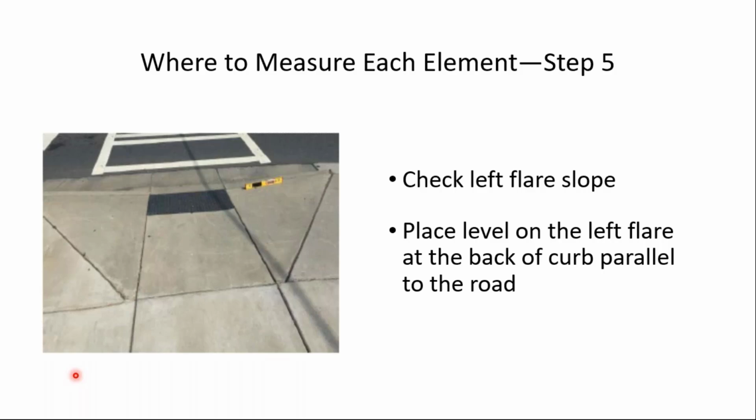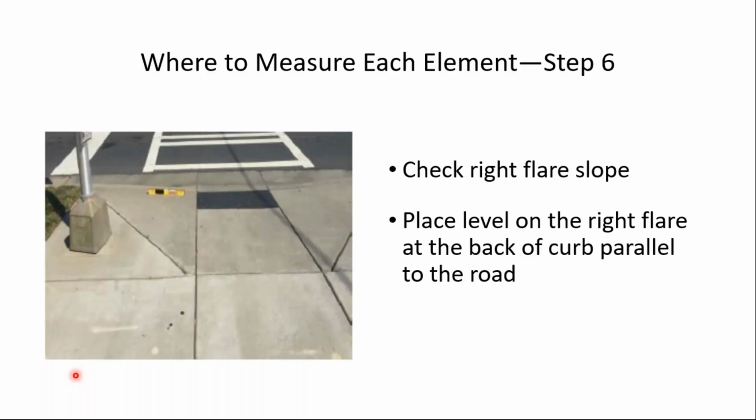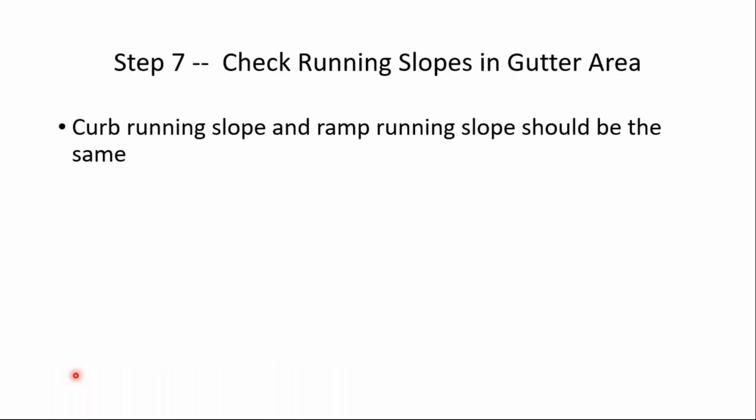My step 5 would be to check the left flare slope. So put the level on the left flare at the back of the curb parallel to the roadway. And similarly in step 6, to check the right flare slope, put the level on the right flare at the back of curb parallel to the roadway. Step 7 would be to check the running slopes in the gutter area. The curb running slope and the ramp running slope should be the same.